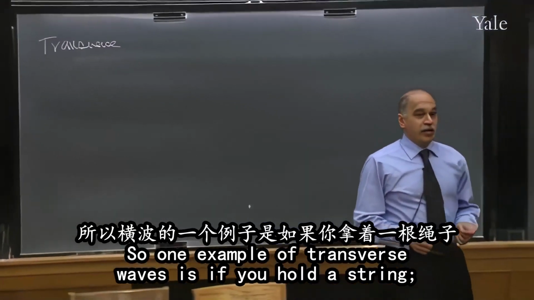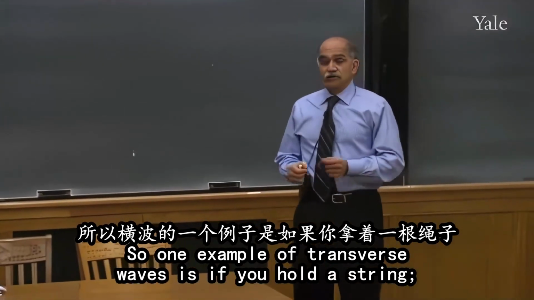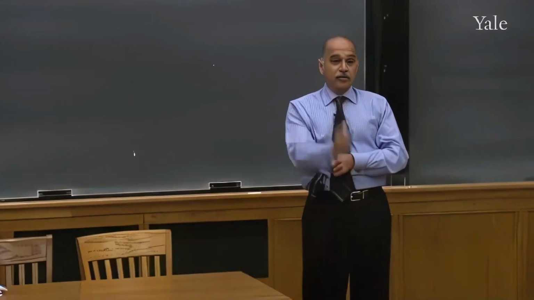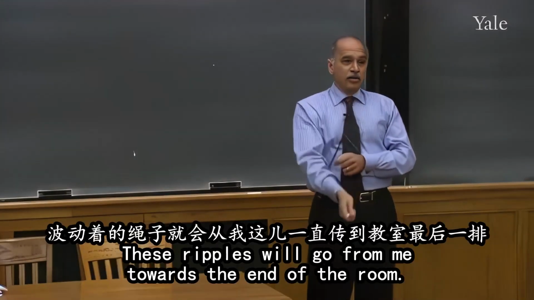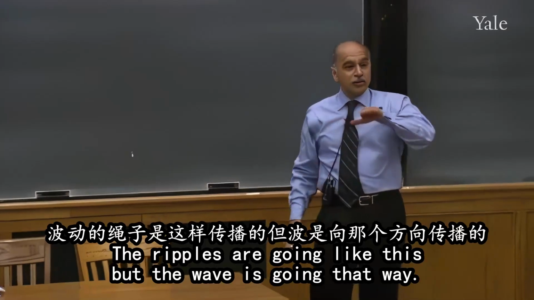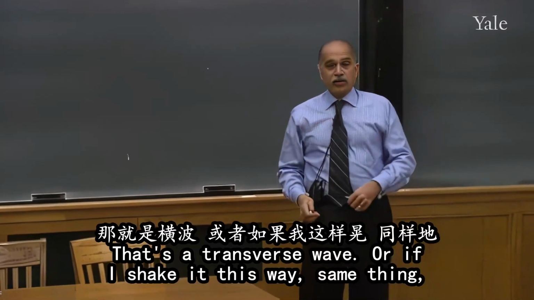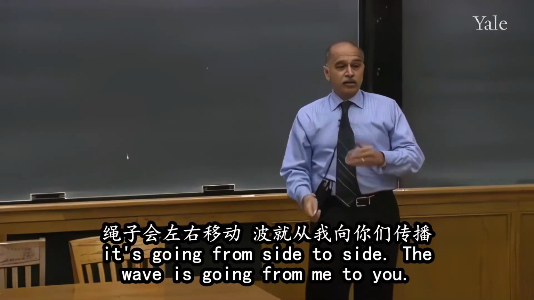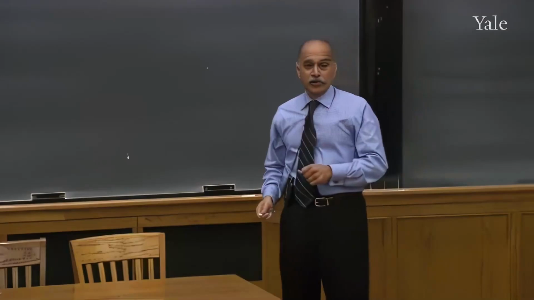So one example of transverse waves is if you hold a string, I give it to the people in the last row, and I hold it and I shake it, these ripples will go from me towards the end of the room. The ripples are going like this. The wave is going that way. That's a transverse wave. Or if I shake it this way, same thing. It's going from side to side. Wave is going from me to you.